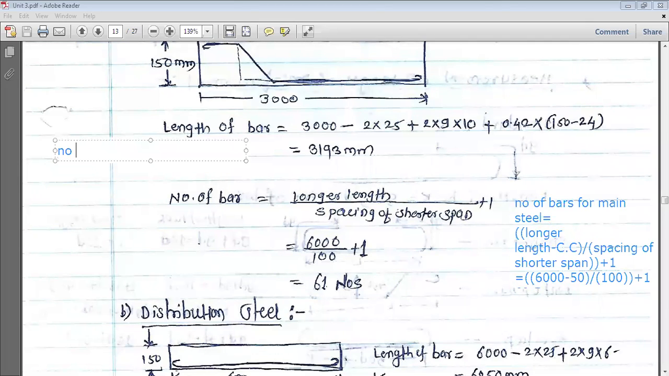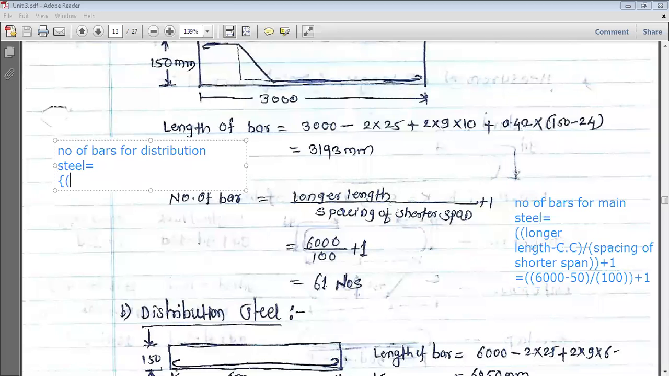Number of bars along the... not along, I will use the word for distribution steel equals to, again use the square bracket so that again it is easy for you to understand.